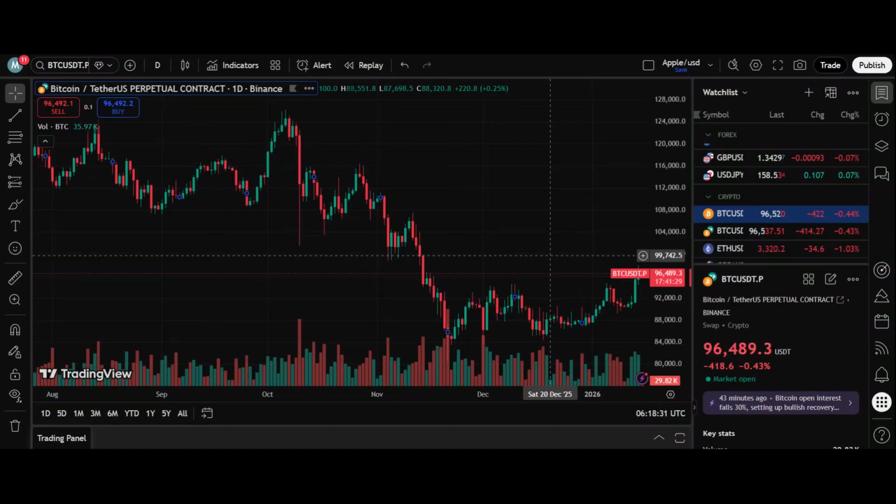In today's video, I'm going to show you how to add and use the open interest indicator on TradingView. This is a powerful tool that helps you understand market sentiment and potential price movements by tracking the total number of outstanding derivative contracts. If you're trading futures or perpetuals, this indicator can give you valuable insights into whether positions are building up or being closed out.